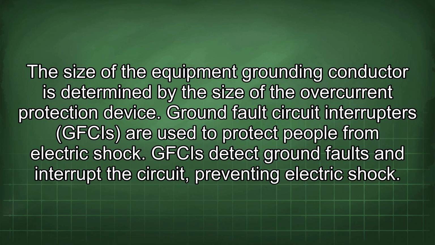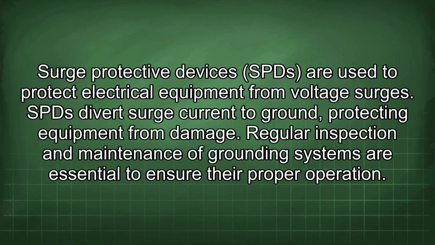Ground fault circuit interrupters (GFCIs) are used to protect people from electric shock. GFCIs detect ground faults and interrupt the circuit, preventing electric shock. Surge protective devices (SPD) are used to protect electrical equipment from voltage surges. SPD divert surge current to ground, protecting equipment from damage.